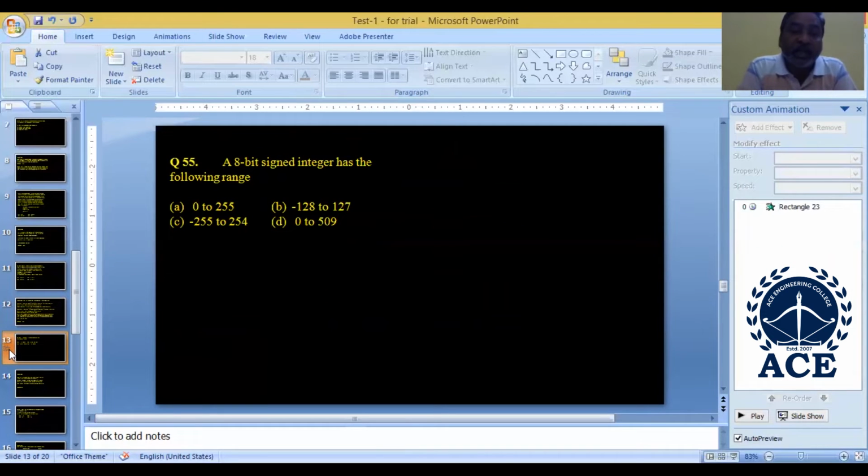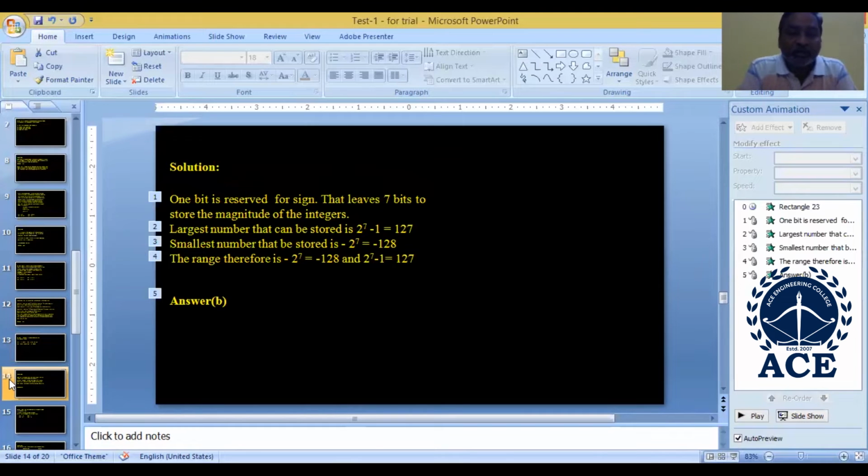An 8-bit signed integer has the following range. The range is given. Fairly simple question. And the range is given as 2 power n, where n is the bit. But since it is a signed integer, 1 bit will go for the sign bit. So 1 bit is reserved for the sign. That leaves 7 bits to store the magnitude of the integers. What is the largest number that can be stored? 2 power 7 minus 1, 127. And the smallest number that can be stored is minus 2 power 7, that is equal to minus 128. The range, therefore, is minus 2 power 7 to 2 power 7 minus 1, that is minus 128 to 127.